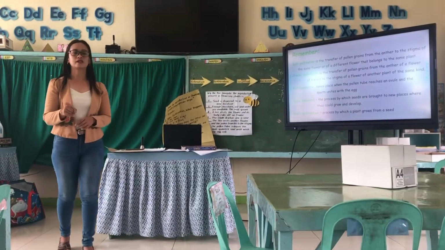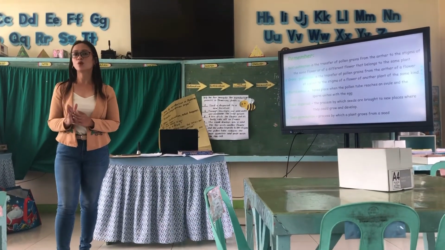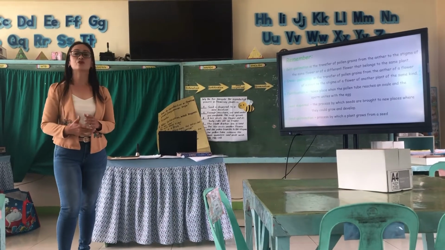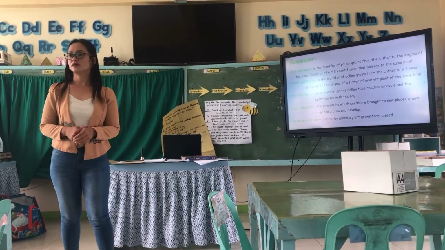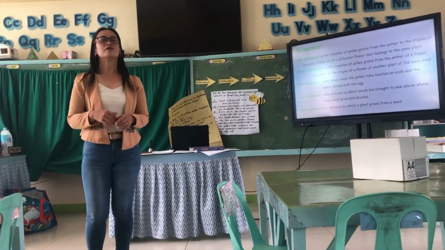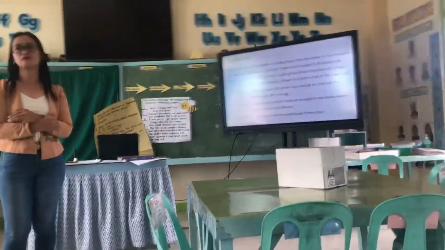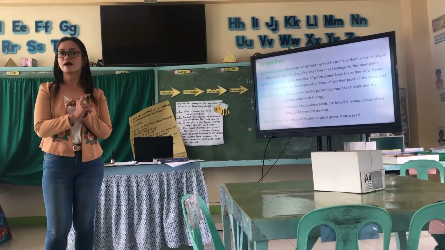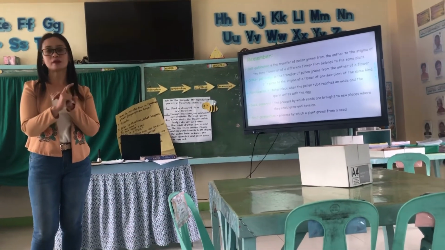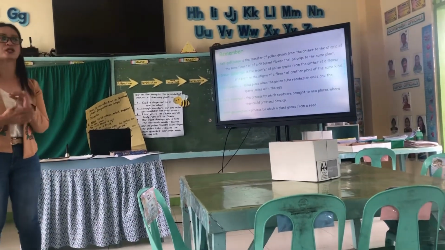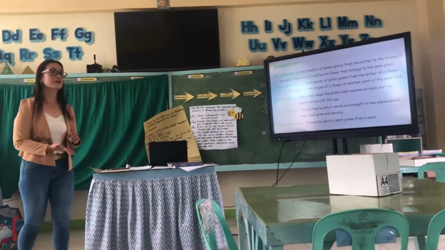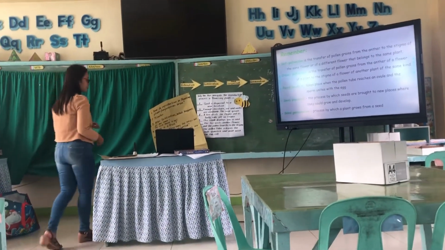Two parts of a flower that are involved in reproduction. Pistil and the stamen. Very good. So the female reproductive part of the flower, that is the pistil or the carpel, and the male reproductive part, that is the stamen.